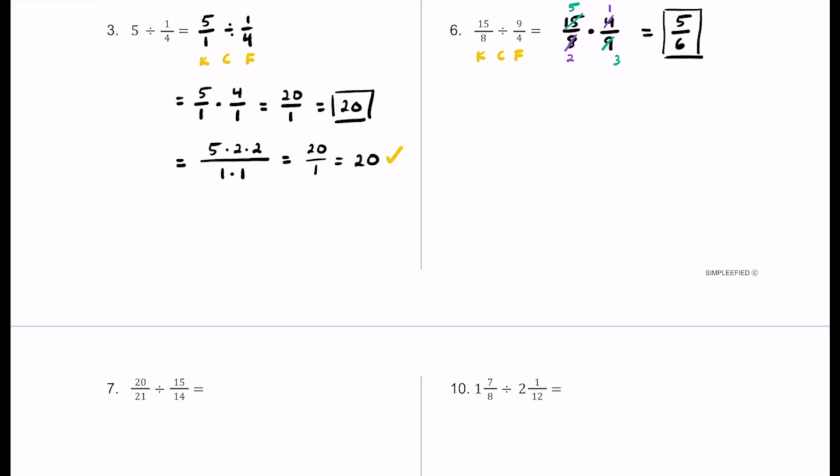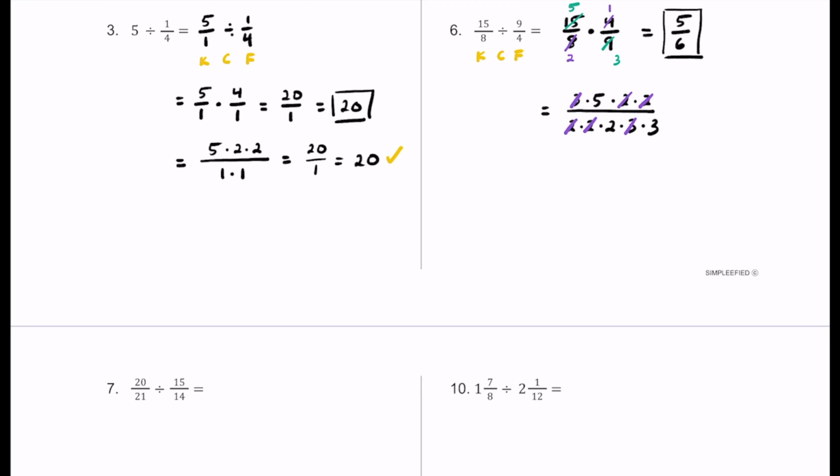All right, if we wanted to try using prime factorizations, we are going to go ahead and do that here. 15 is the same thing as 3 times 5, and 4 is the same thing as 2 times 2. The 8 on bottom is 2, 2, and 2, and the 9 on bottom is 3 and 3. All right, so this 2 and 2 we can cross out. Another pair of 2's we can cross out, and then a pair of 3's we can cross out.